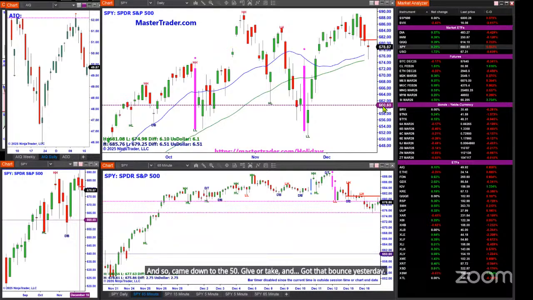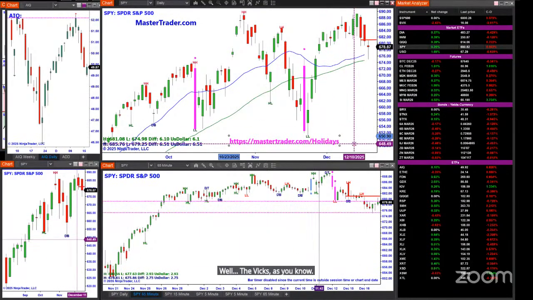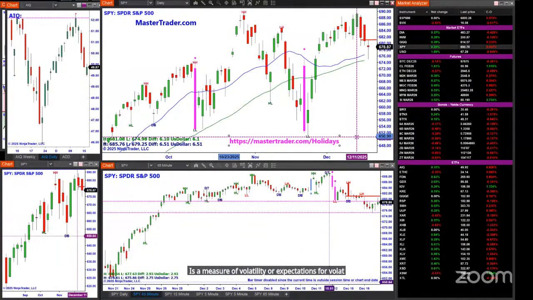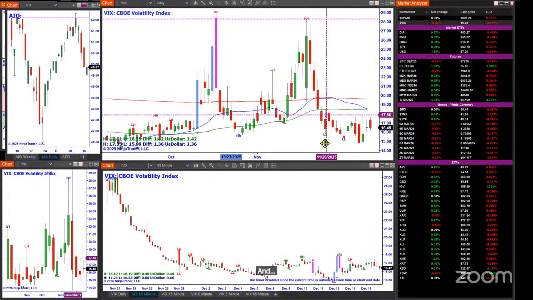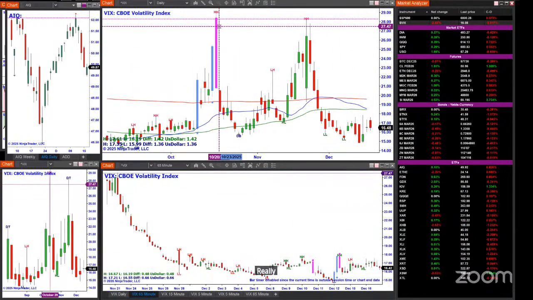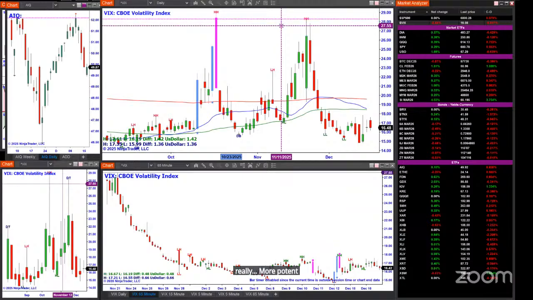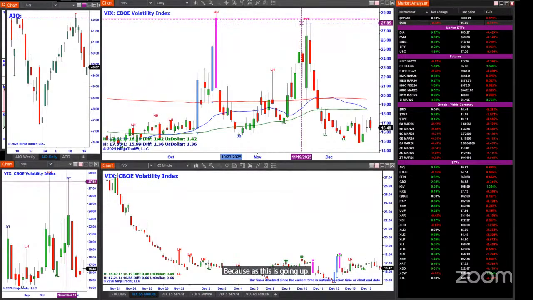Is there a relation with VIX futures and how a base forms if it's a V recovery? Well, the VIX, as you know, is a measure of volatility or expectations for volatility in the next 30 days. You can see it's got this rounding kind of a bottom here, but I don't read too much into that. When you're looking at the volatility index, the really more potent information is at the highs, because as this is going up, markets are going down.